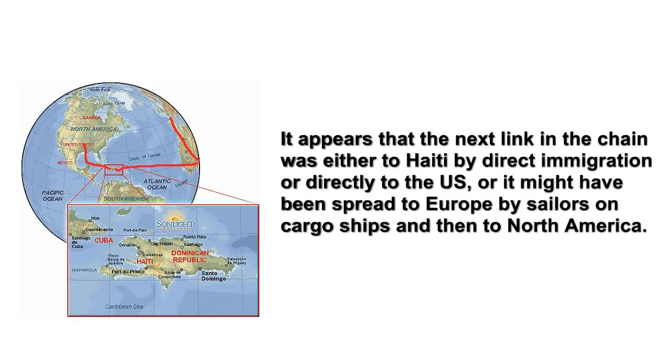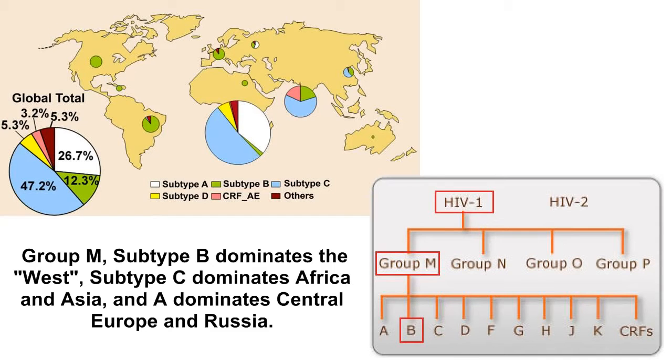Or it might have been spread to Europe by sailors on cargo ships and then to North America. The data is a bit spotty, but the emergence in the major cities of Europe was slightly after the disease was documented in New York and San Francisco. Asia and Russia may have been infected by a second wave of emergence, as their subtype profiles are markedly different than the European and North American subtypes. South America, Australia, and Northwest Asia are a possible third wave emergence.